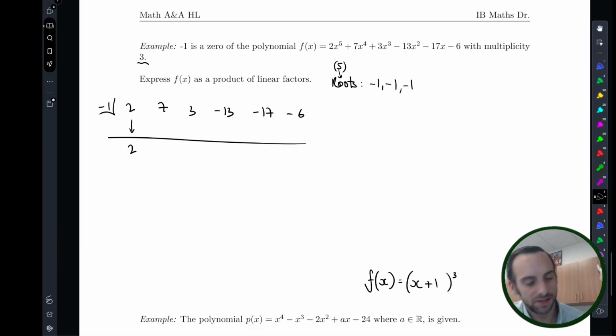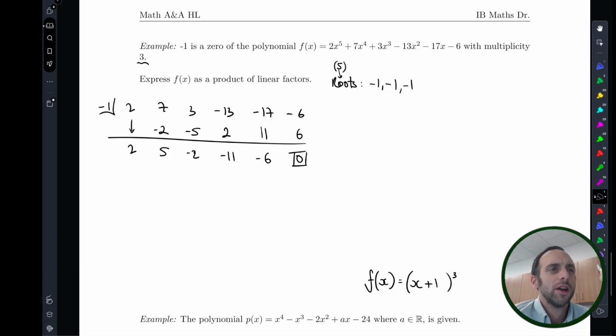So we set this up, we drop the 2 down, we multiply by negative 1, that gives us negative 2. We add here to give us 5, negative 5, negative 2. That would be a 2. This would be a negative 11. This would be an 11. This had better be a negative 6, so that can give us a positive 6, and it can 0 out for us there. So that shows that negative 1 is a root once.